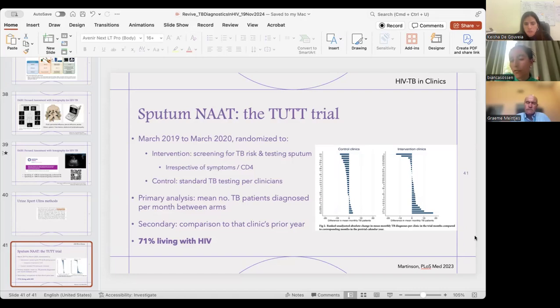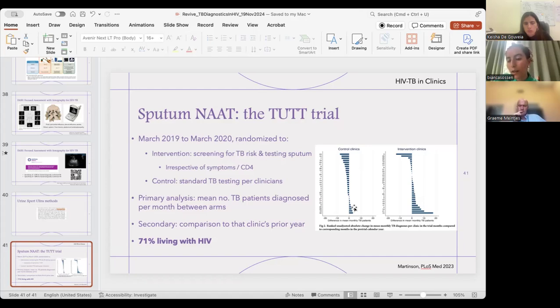And this is what's being demonstrated in this figure, in that there were significantly more diagnoses being made year on year. And so that's informed a new approach that's going to be rolled out in South Africa, from my understanding, that patients, irrespective of their symptoms, will be tested with Xpert. And of note in this trial, 71% of them were living with HIV.